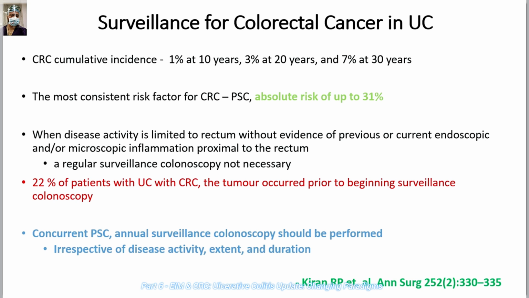When disease activity is limited to the rectum without evidence of previous or concurrent endoscopic and or microscopic inflammation of the rectum, a regular surveillance colonoscopy is not necessary. In that case, only sigmoidoscopy is necessary. In 22% of patients with colorectal cancer, the tumor occurred prior to beginning the surveillance colonoscopy. With concurrent primary sclerosing cholangitis, we should do annual surveillance colonoscopy, irrespective of disease activity and duration.